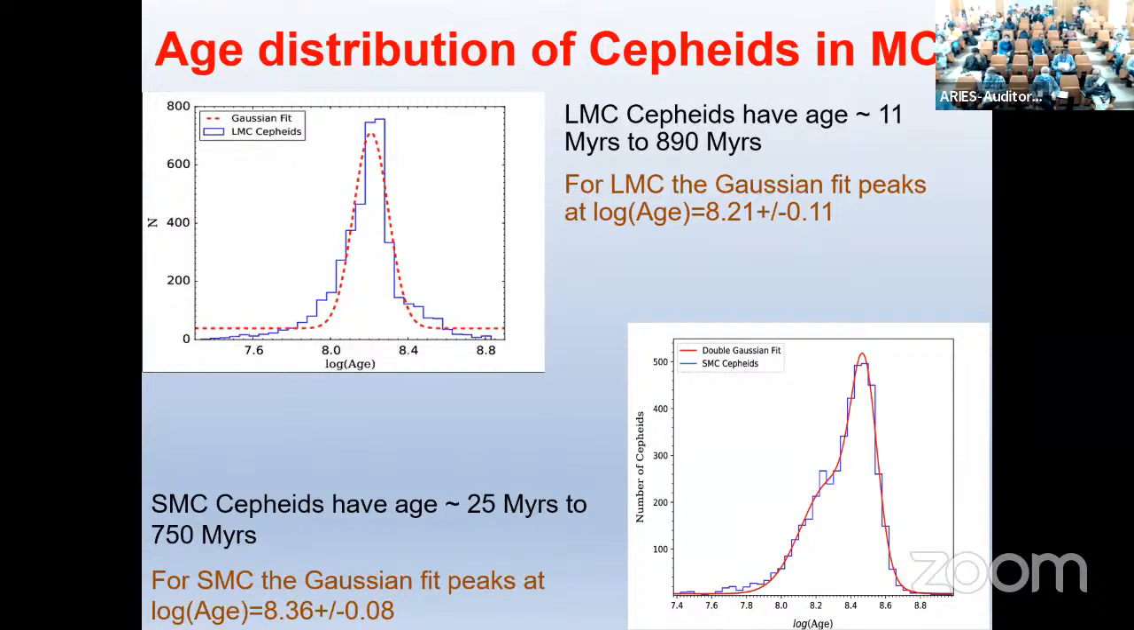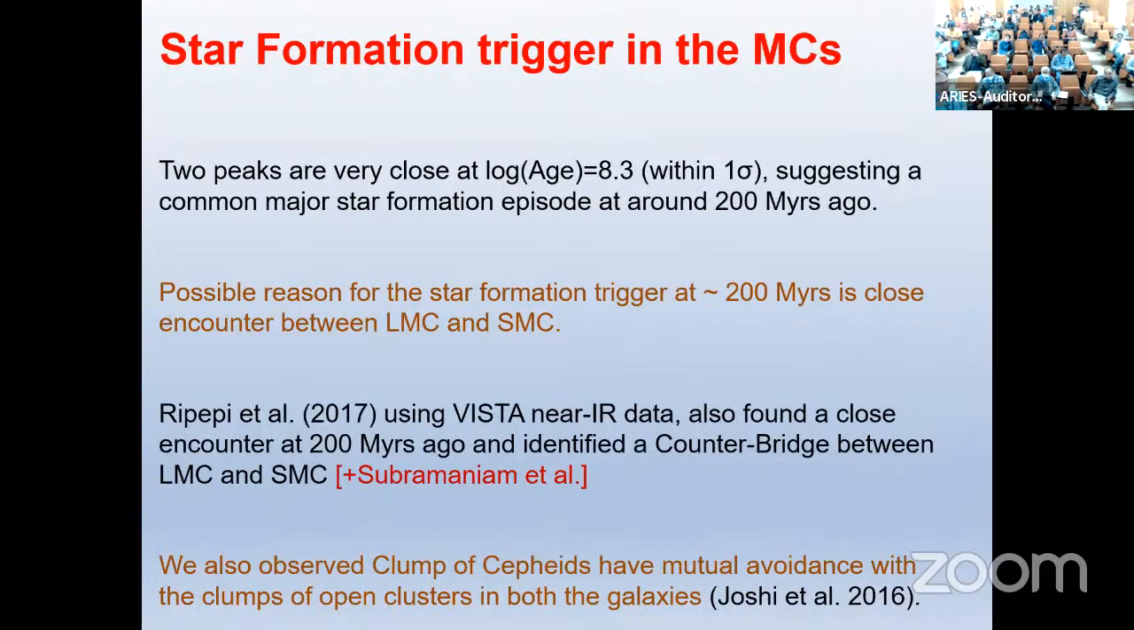So for the LMC, we have drawn the histogram of the age distribution of the Cepheids, as you see here. And we found that the peak age of the LMC Cepheids is log age 8.21. For the SMC, it is 8.36. So these are very close numbers, if you see. Within one sigma, they are at log age 8.3, so they are very consistent.